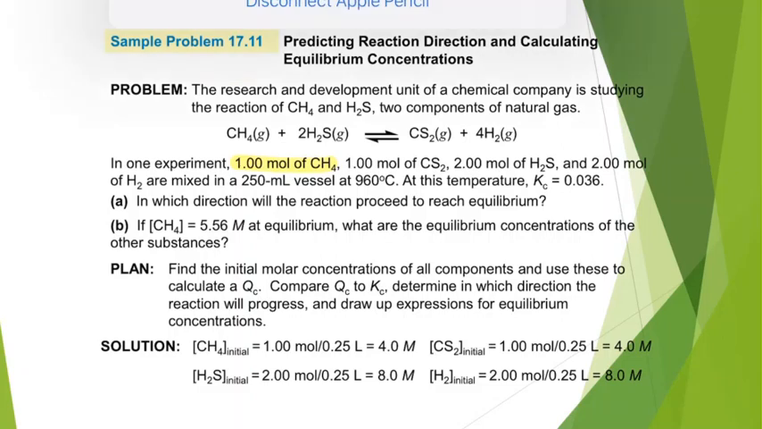Okay, so let's highlight all the important information that we have. 1 mole CH4, 1 mole CS2, 2 mole H2S, and 2 mole of the H2 that is mixed in 250 ml of reaction vessel. Kc is given as 0.036. So the first question: in which direction does the reaction proceed? Which direction does the reaction proceed to reach the equilibrium?